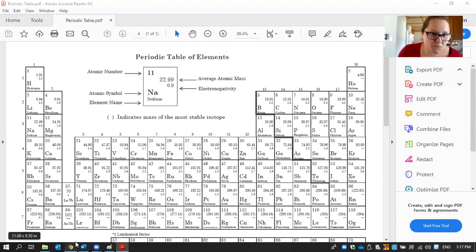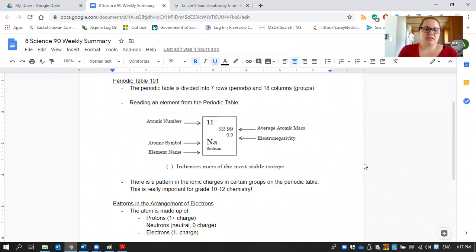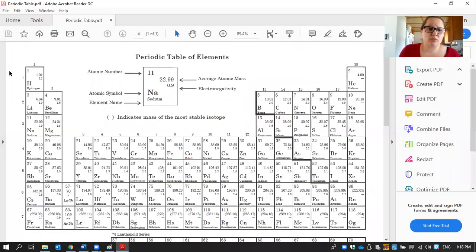All right, there is also a pattern in your ionic charges in certain groups of the periodic table. This is a really important concept when you move into ionic compounds and understanding ions. We're going to go over some of the most common patterns. Looking at your first group, this first column, all the elements in this column are going to have a +1 charge.